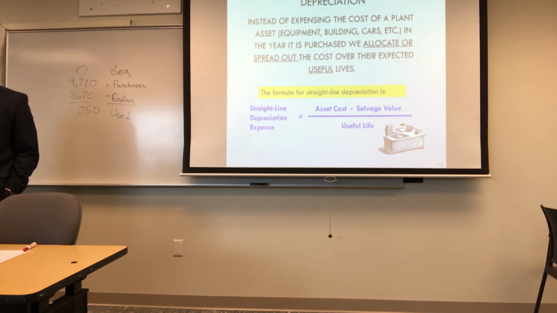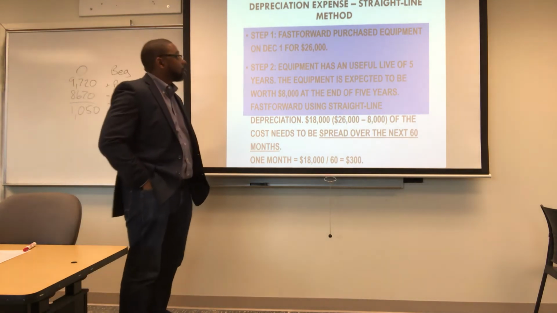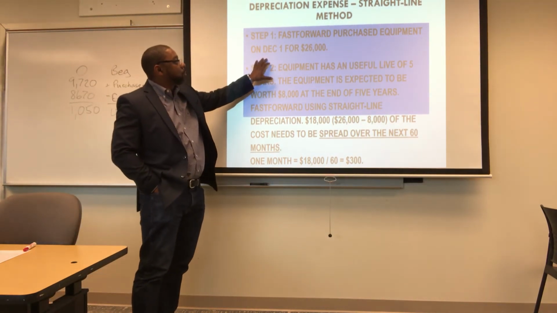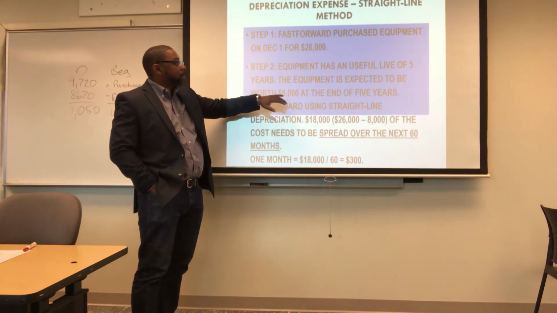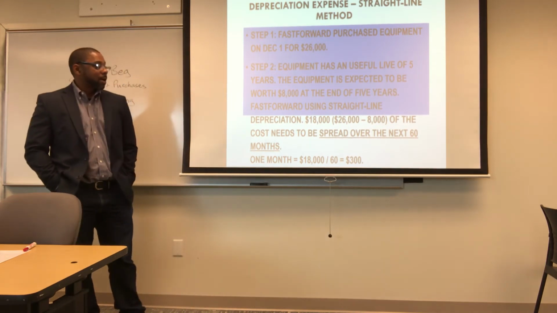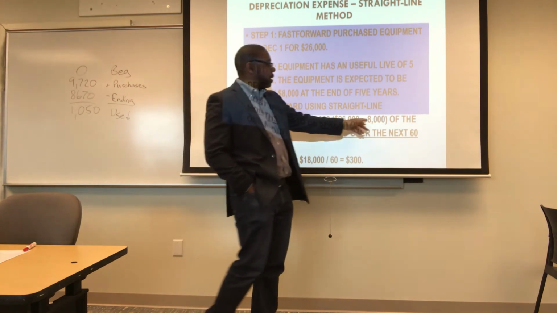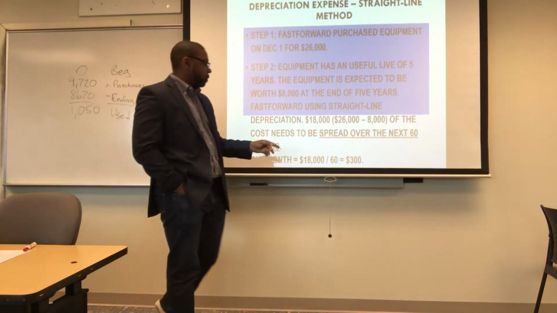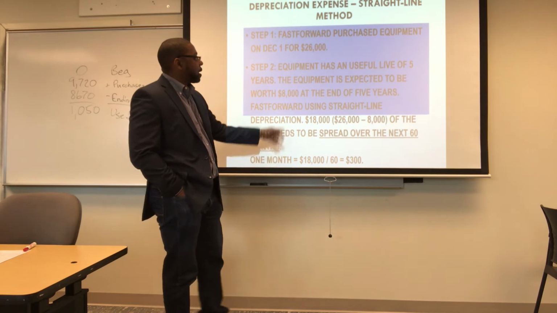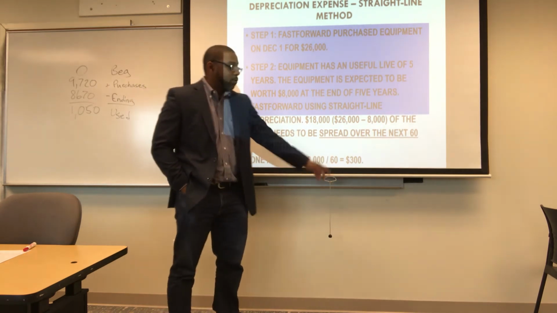That's going to be pure gold. Are you ready? So, in this case, fast forward, purchase equipment for $26,000. The equipment has 5-year useful life and has an $8,000 salvage value. So if you took the $26,000 minus the $8,000, you get $18,000 divided by 5-year useful life or 60 months, and you get $300 a month.